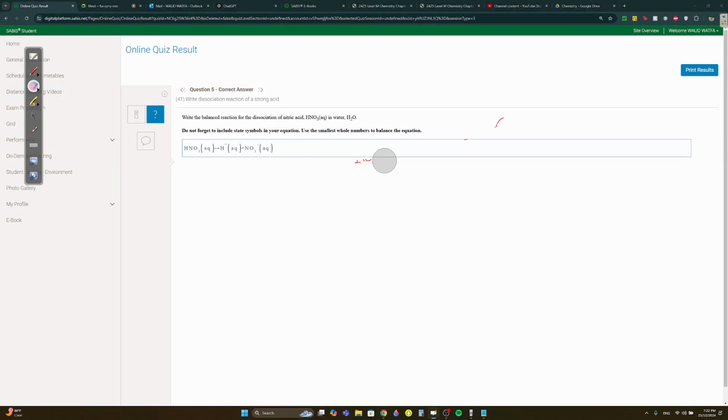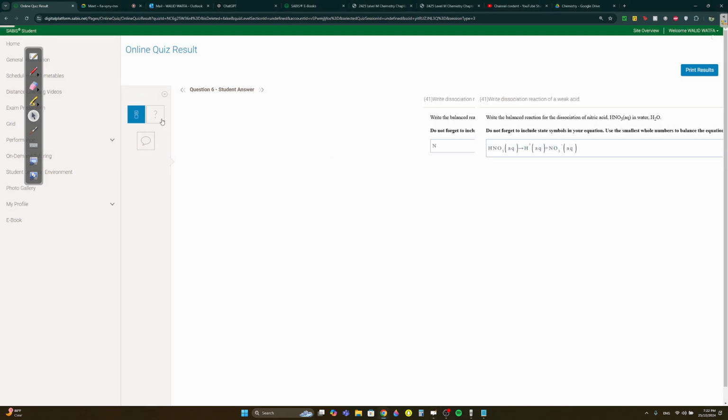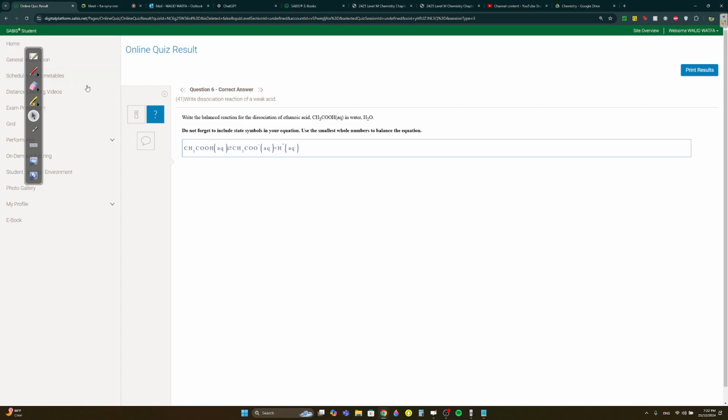Question 5. Write the balanced reaction for the dissociation of HNO3 in water. I don't really see what's so hard about this question. You have HNO3, aqueous. It dissociates to form H plus and NO3 minus, aqueous, aqueous. I don't see what's so hard. I think what they're trying to see is if you put a double arrow or not. Yeah, exactly. The difference between this one here and this one here, and they're both dissociation. What's the difference? Look here, there's a double arrow. Here it's a single arrow.